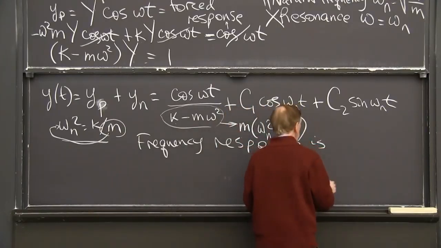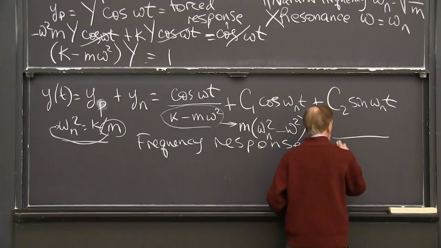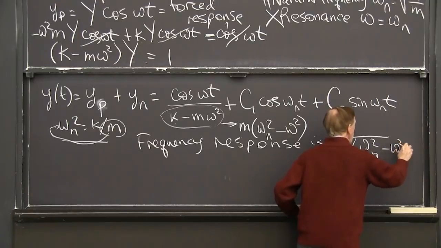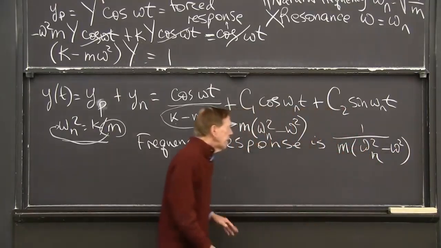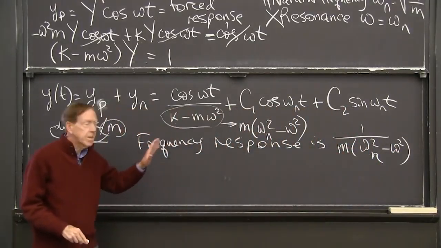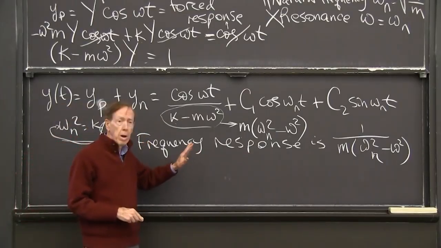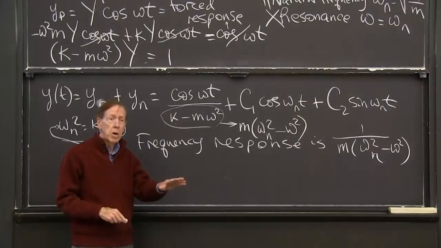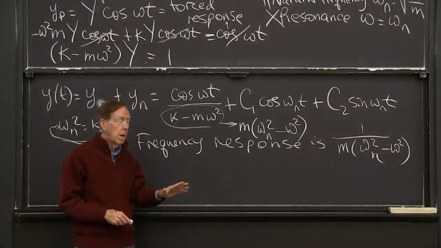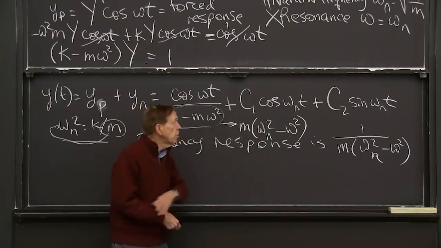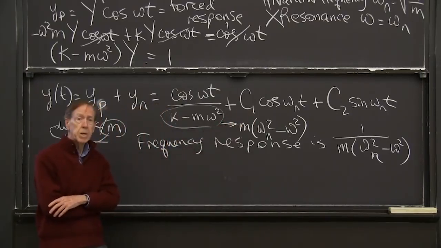Is this factor, 1 over m times omega n squared minus omega squared. That's the key multiplier for when the forcing term is a pure frequency. That frequency gets exploded. And now, of course, what are capital C1 and capital C2?